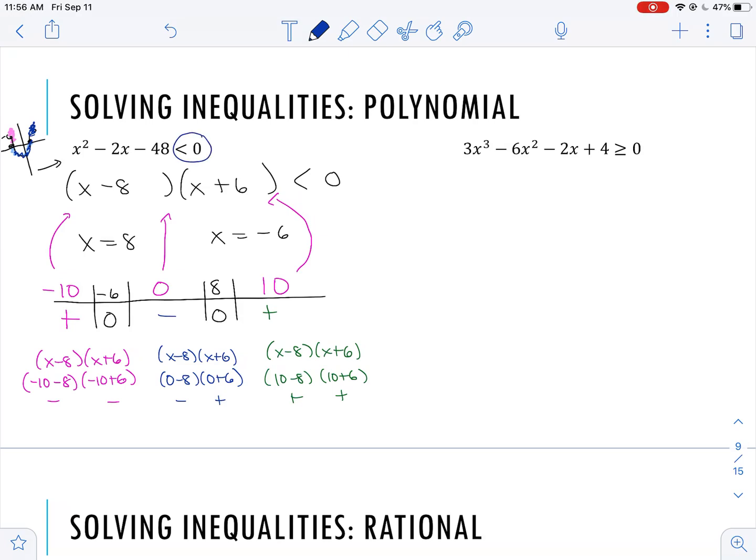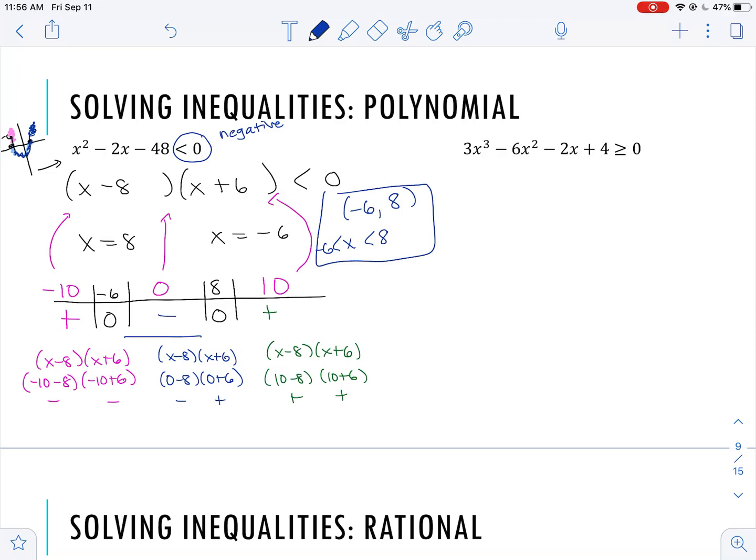So again, you look back at the original problem. If I want it to be less than 0, I want where it would have negative answers. Well, I have negative answers here between -6 and 8. So my solution would be -6 to 8, or x is between -6 and 8.